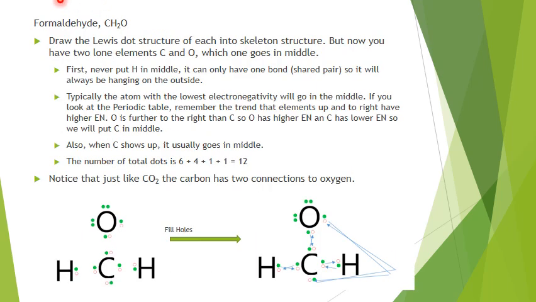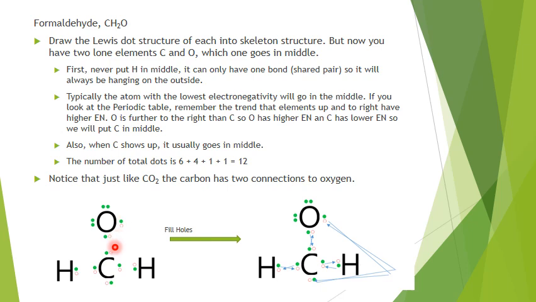All right, now let's look at formaldehyde. You don't have to know the name, but let's give you the formula. You should be able to figure out the bonding structure. So again, you start off with the Lewis dot structures of each. Now you have a choice. You have two lone atoms here, carbon and oxygen. Which one do you put in the middle?